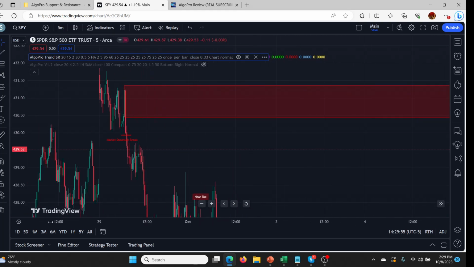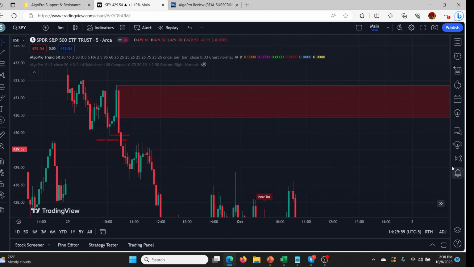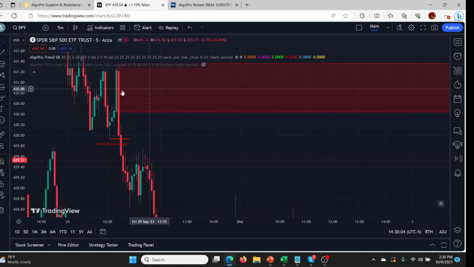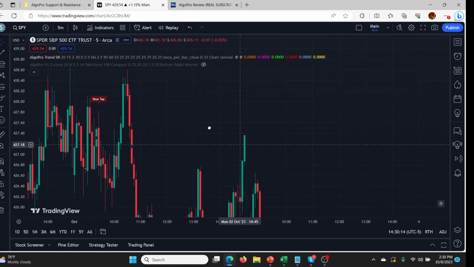So when you start stacking these things, it's all about stacking in confluence and finding the things that work for you. You can see that the fact that we had a big bear block here and a break of this market structure red line here, which looks small in comparison, was a very strong sign that you'd want to short this or get out of a long position. And that's exactly what happened.